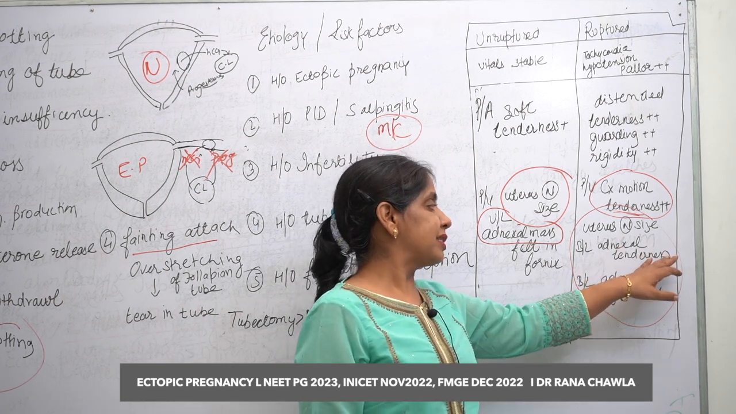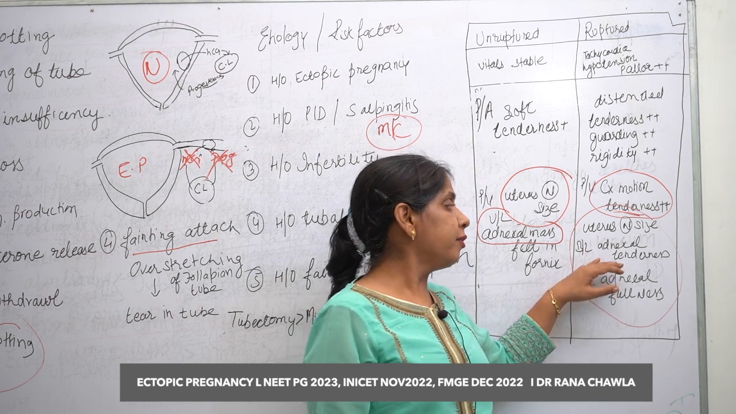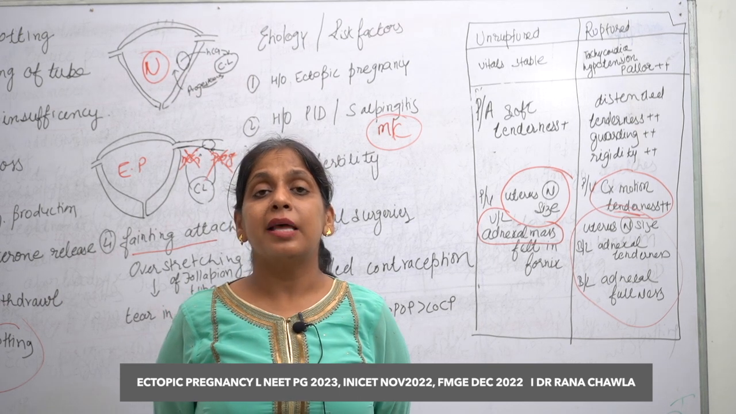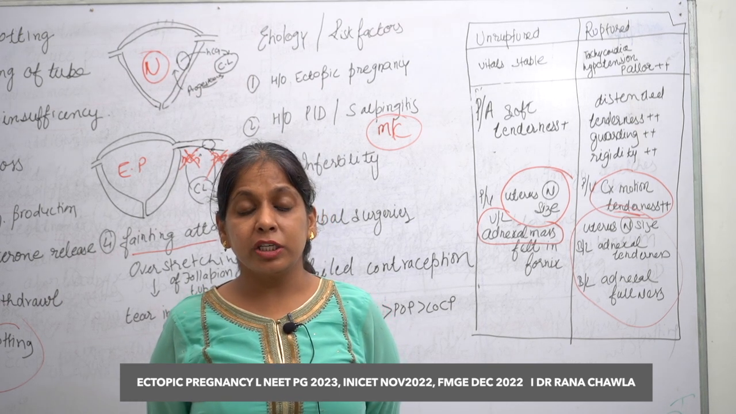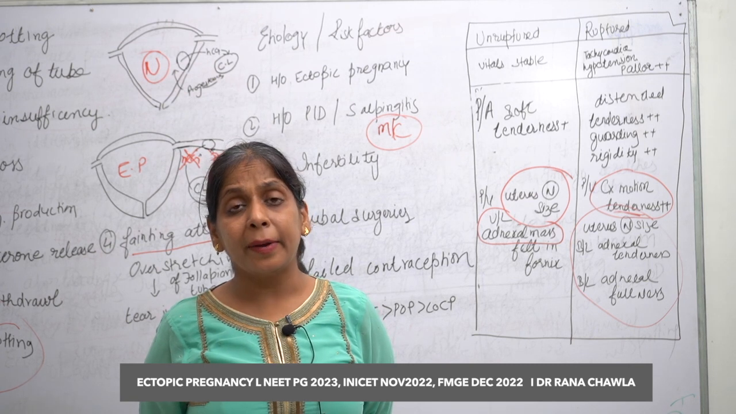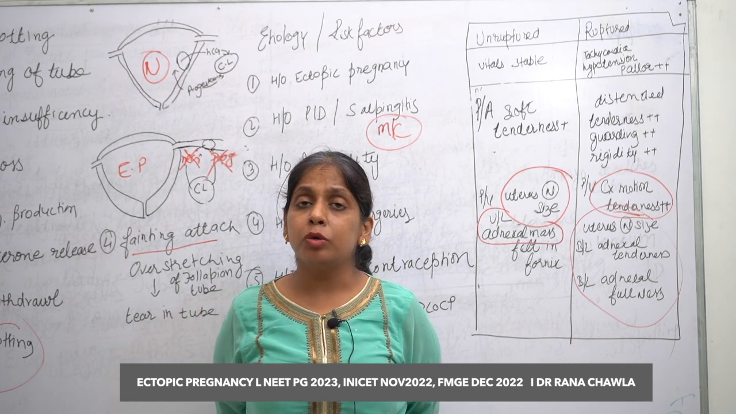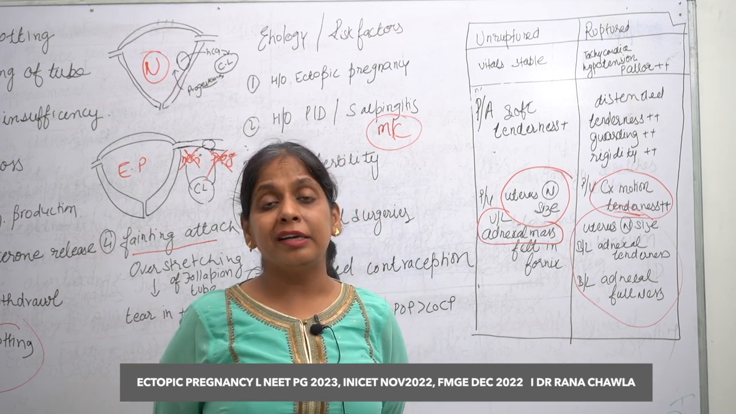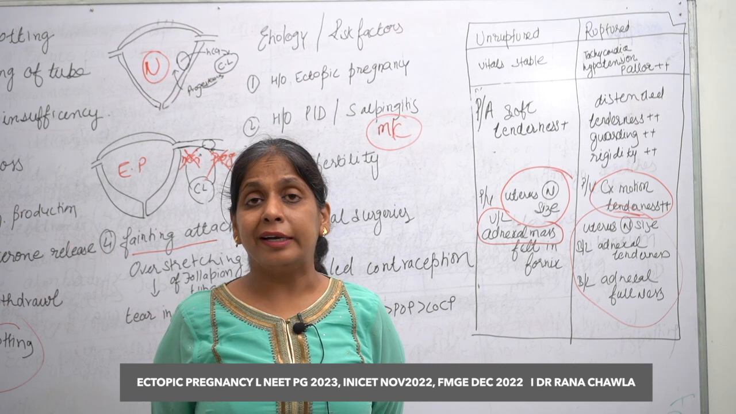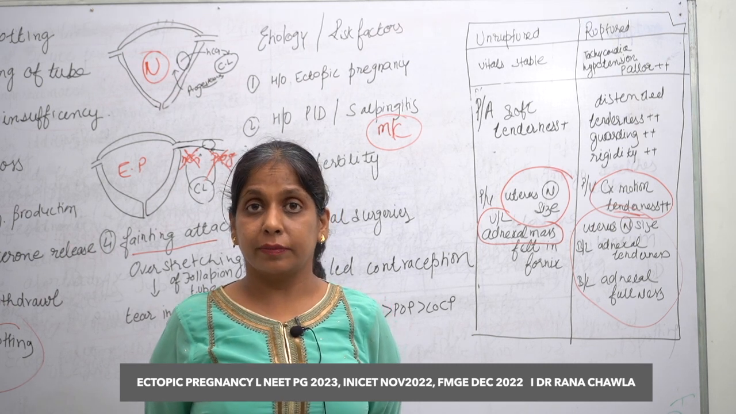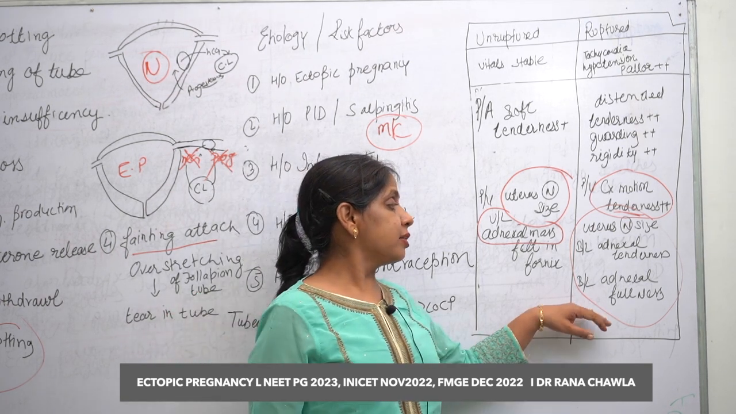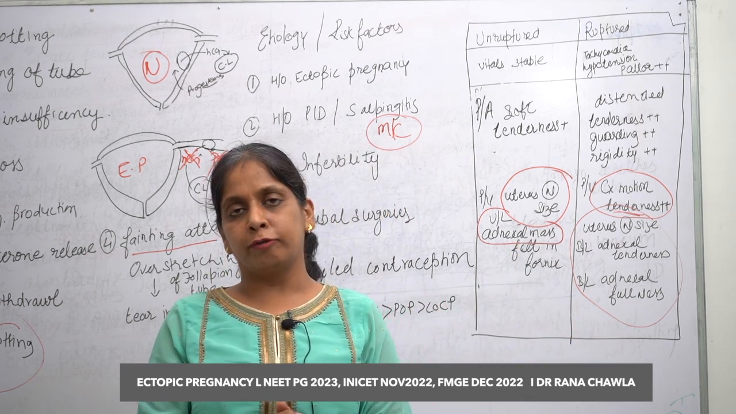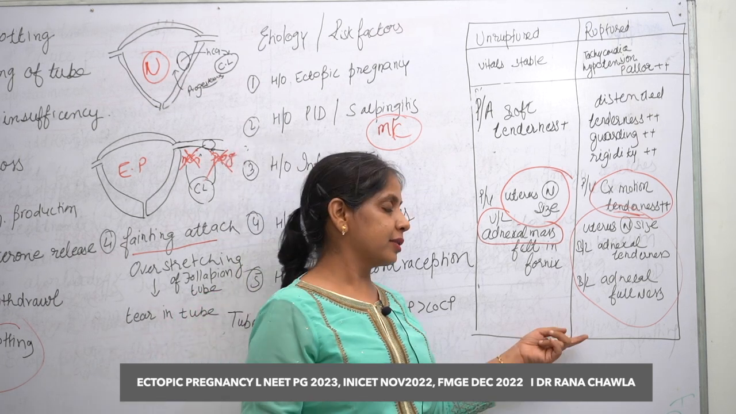Next is uterus normal size. Again, bilateral. Here we will have bilateral adnexal tenderness. Why? Because here the patient is having blood in the peritoneum, and that blood is not only one sided, it is on both the sides. So we will have bilateral adnexal tenderness. The patient will not let you feel the adnexal mass. Okay. And there is bilateral adnexal fullness because the blood fills both the fornices and you will feel the bilateral adnexal fullness.